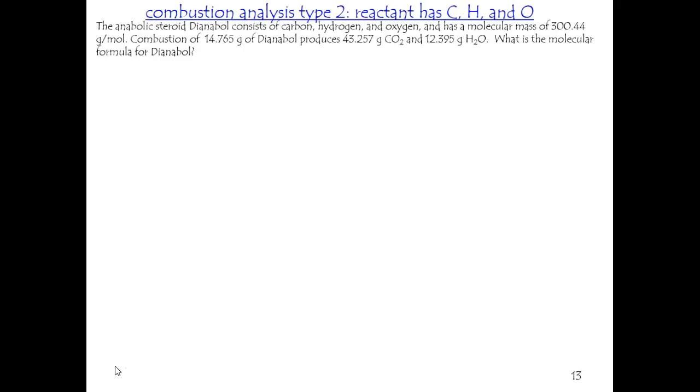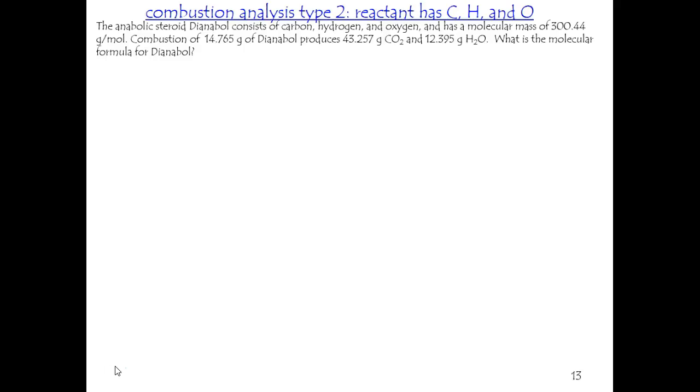Given enough information, you could then get a molecular formula, which then, if you're lucky, can give you a chemical structure, although you have to watch out for isomers, which are different substances that have the same molecular formula. Okay, so here's a sample problem.